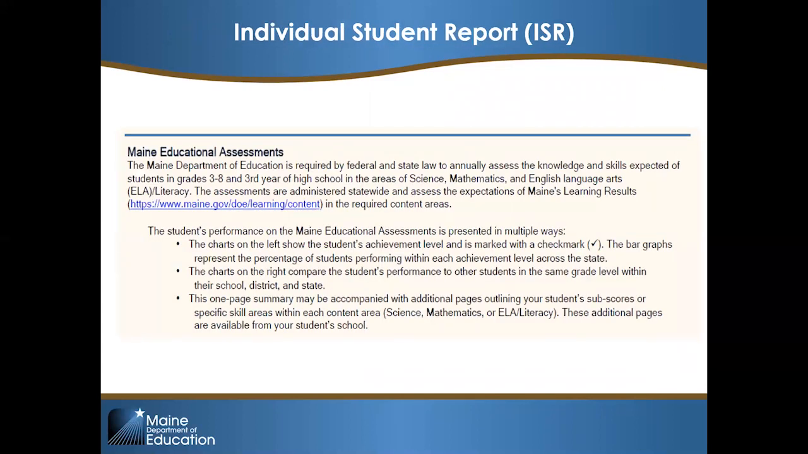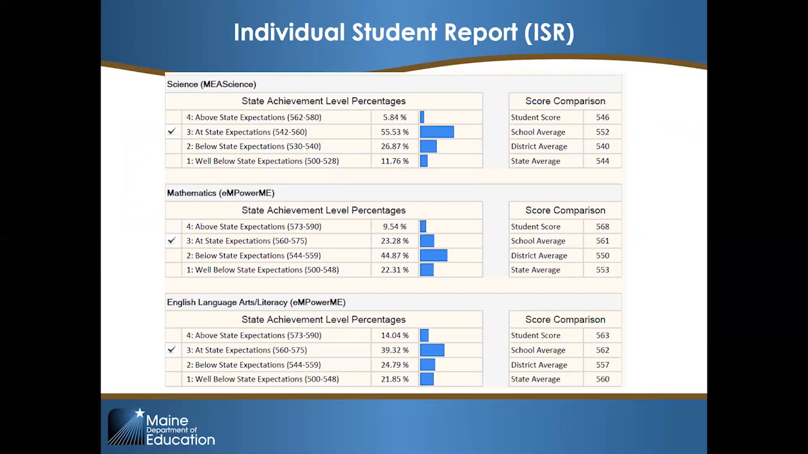The middle of the general ISR provides the following information: a description of the Maine Educational Assessments and a link to the Maine Learning Results content standards, and a bulleted explanation of the charts or graphs on the ISR. The bottom of page 1 of the ISR shows the student's overall scaled scores on the 3 content areas assessed: general MEA Science, mathematics, Empower Me, and ELA literacy, Empower Me. We will now look closer at one of these assessments for results.